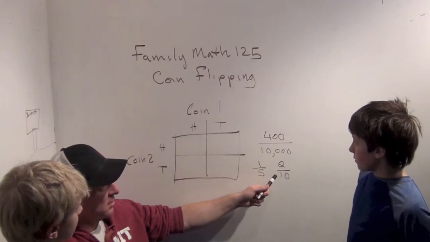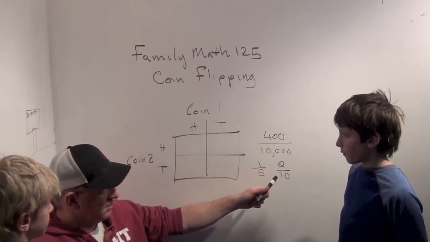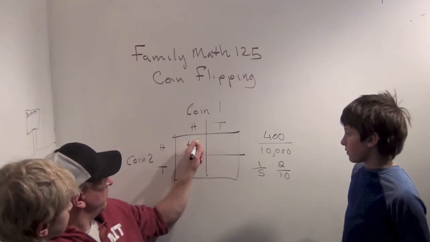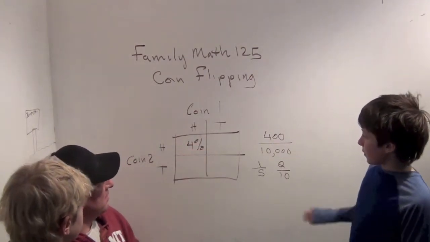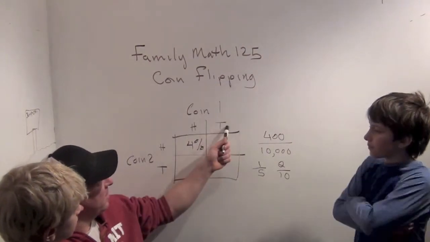It's 4 over 100. So what percent is 4 over 100? It's 4%. So 4% of the time we should get 2 heads. You can see that just by taking off 2 zeros here. Yeah, exactly right. Now what about a tail and a head?